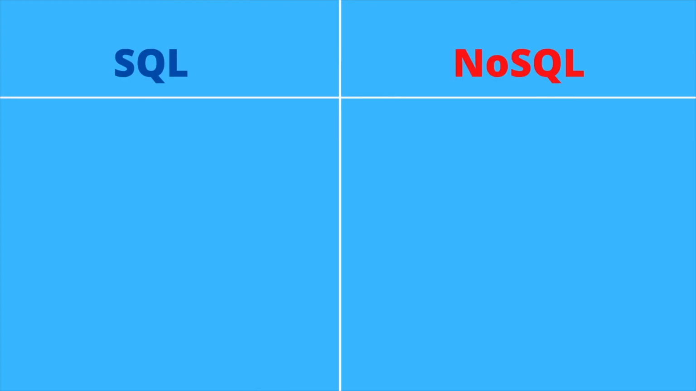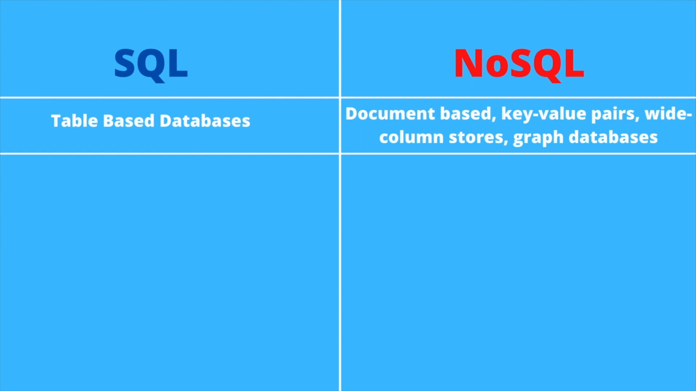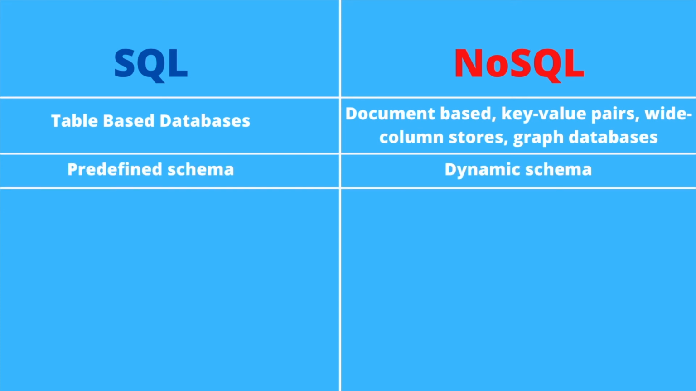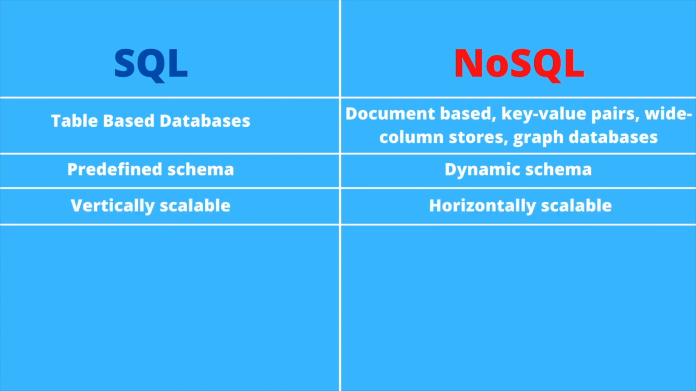Okay, let's summarize everything now. So, SQL databases are table-based databases, and NoSQL databases can be document-based, key-value pairs, wide column stores, or graph databases. These are the most popular ones. Then another thing. SQL databases have a predefined schema, but NoSQL databases use a dynamic schema. Another thing is the ability to scale. SQL databases are vertically scalable, whereas NoSQL databases are horizontally scalable.